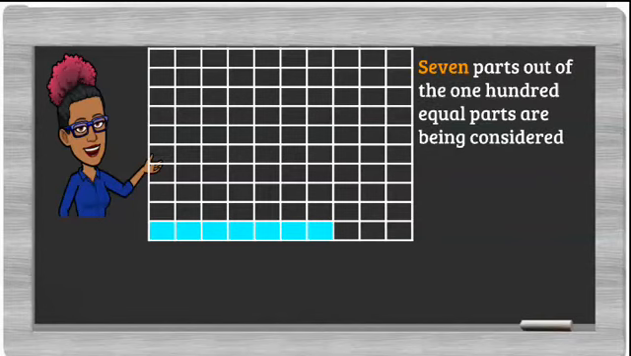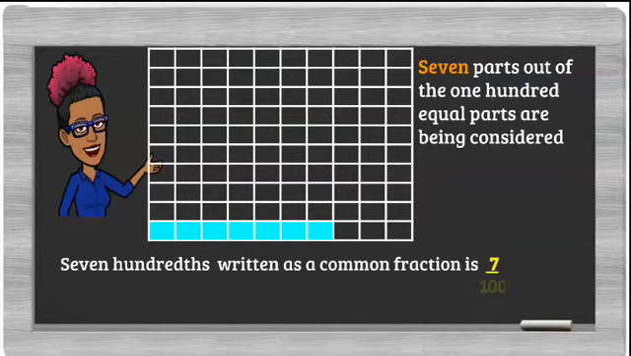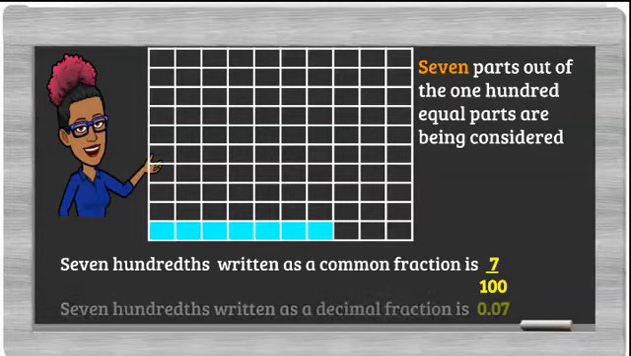So again, 7 parts out of the 100 equal parts are being considered. So therefore, 7 hundredths, written as a common fraction, is our numerator 7 over our denominator 100. And 7 hundredths, written as a decimal fraction, is 0.07. Remembering that hundredths, we always have two places after the decimal point.